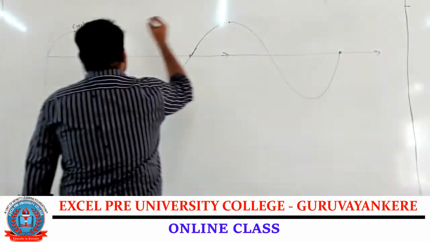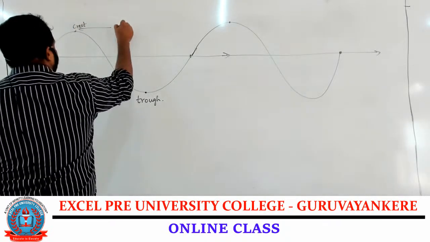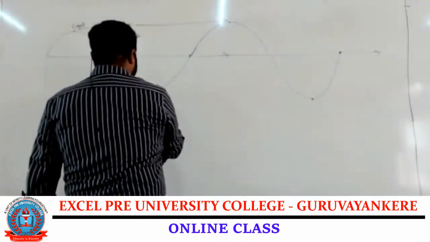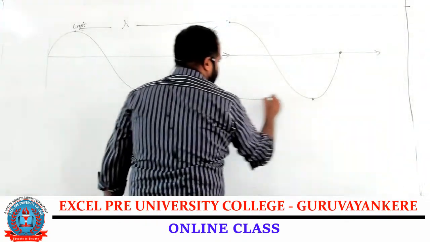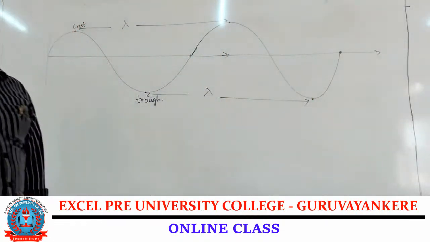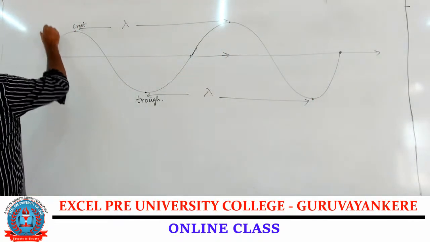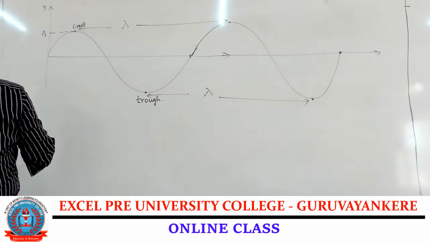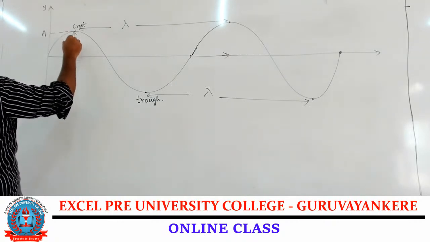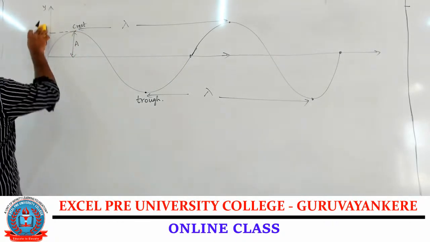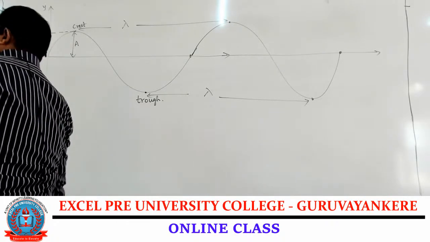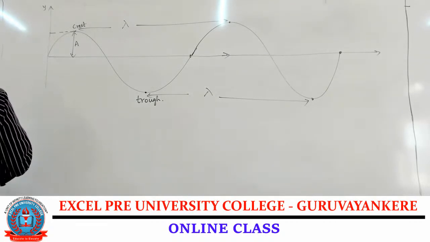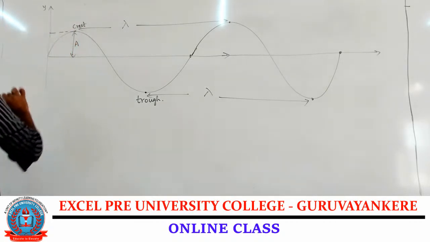The distance between two consecutive troughs or crests is called the wavelength. Also, the maximum displacement of the vibrating particle is called the amplitude. This is called amplitude A. Following? Okay.